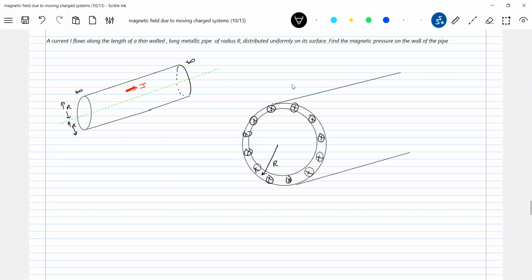So here the current I is flowing. Now let me assume a strip here. I'll calculate the force acting on the strip, the force per unit area of the strip. That force per unit area will become the pressure, the electric pressure. Then what is the current? How is the current flowing throughout the surface? Let dI be the current flowing in this elemental strip.